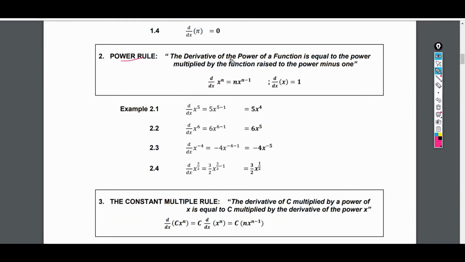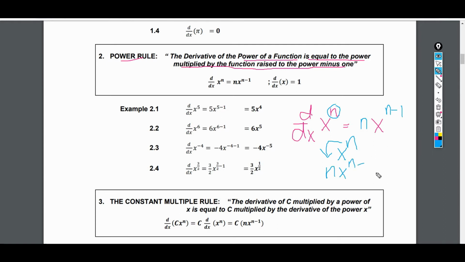Okay, next, we have our power rule. In our power rule, it says the derivative of the power of a function is equal to the power multiplied by the function raised to the power minus 1. It sounds hard to understand. What it means is, we have our x raised to n. So d over dx, the derivative of x raised to n is this one. We have our x, and this n, we just bring it down. Then the n, which is our exponent, minus 1. You will bring down the exponent, so that will become n times x raised to the exponent minus 1.